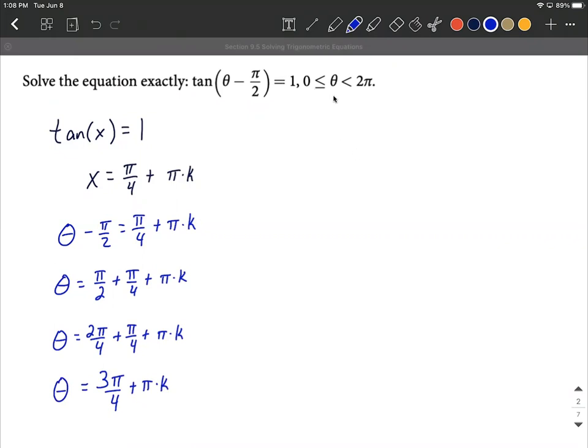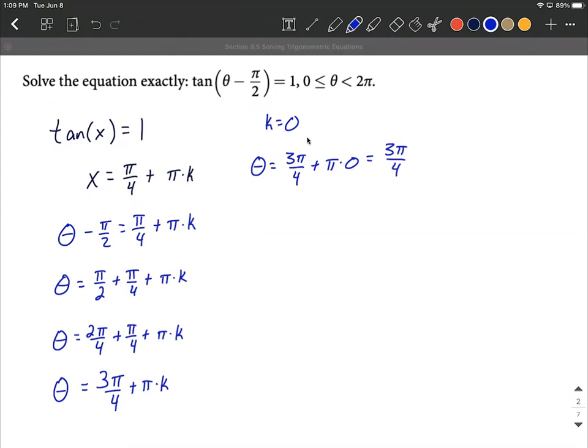However, we're wanting to find specific solutions on this restricted range between 0 and 2 pi. So to find those, we're going to fill in different values for k. The easiest one is if we plug in k equals 0. Then our theta is going to be given by 3 pi over 4 plus pi times 0, which is 0. So 3 pi over 4 plus 0 is just 3 pi over 4. That definitely fits in between 0 and 2 pi.